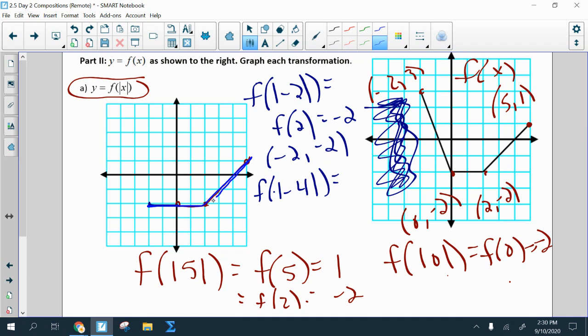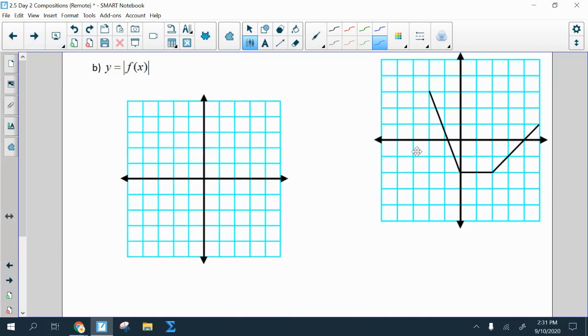This is it. Because I have no more points. My domain of my function stops right here. Okay, I can't figure any more out. So that's it. That is that first problem. Okay, moving on to B. These get a little bit easier.